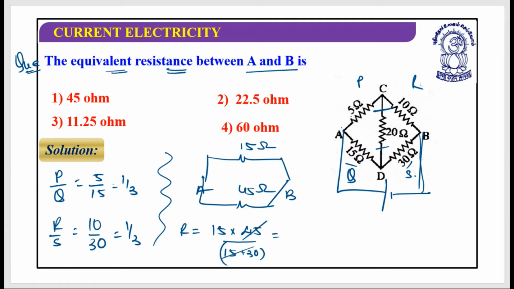So this 2 has gone, this 2 has gone, and I can have that it would be equal to 15 into 45. Sorry, I made a mistake. This is 15 into 45 divided by 15 plus 45, it's a 60. So this is 15 4s are 60 and 45 by 4, which is 11.25 ohm. This would be the clear.